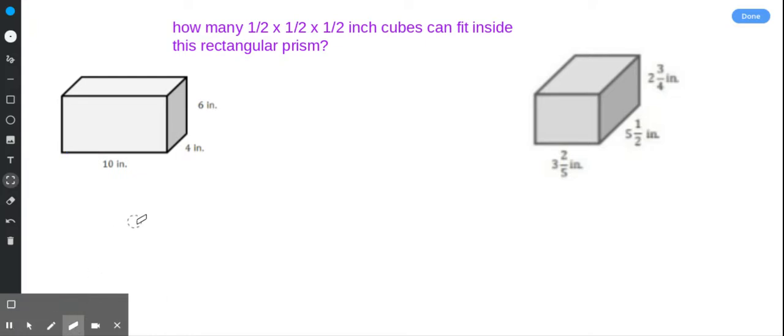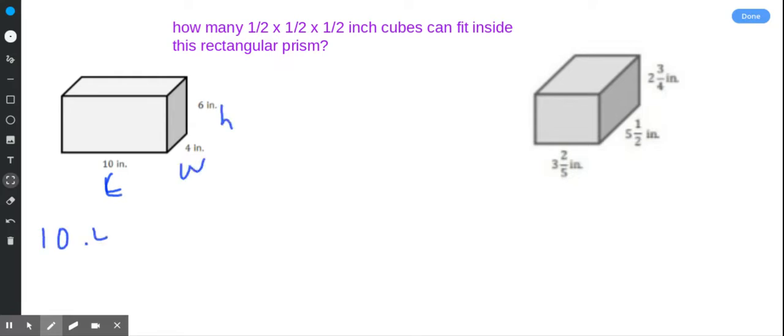The first step to solving this is you need to find the volume still. And this was the same one we did in the very first example. Okay, if we do length times width times height, right? 10 times 4 times 6. And we know that that came out to be 240 cubic inches. Okay, there's 240 cubes that could fit in there if they were 1 inch by 1 inch by 1 inch. But we are saying they're not 1 inch, they're only ½ inch.